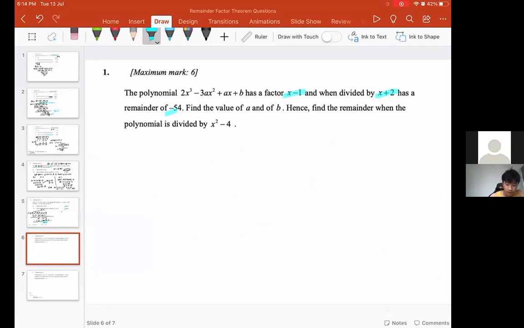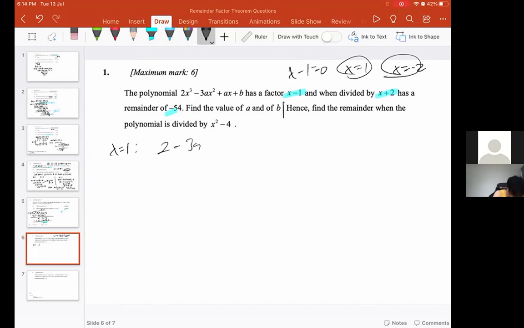And then there's another part of the question which says, hence find the remainder when the polynomial is divided by x squared minus 4. All right, so we can remember that we always set the factor equal to 0. So x equals 1 and x equals minus 2 are the appropriate values to substitute in for this equation. So when x equals 1, we have 2 minus 3a plus b equals 0.